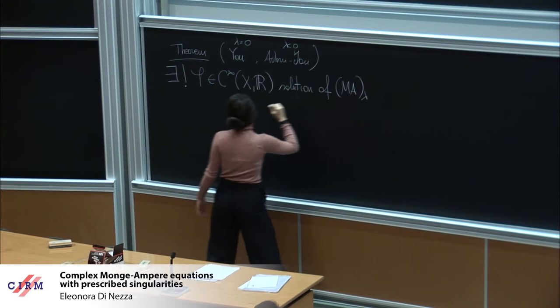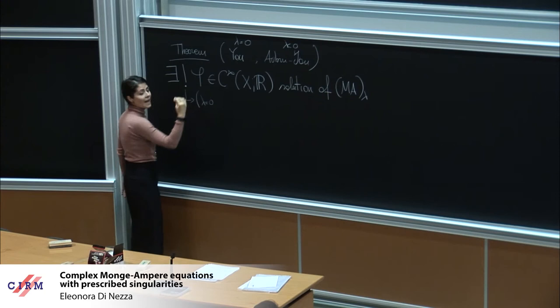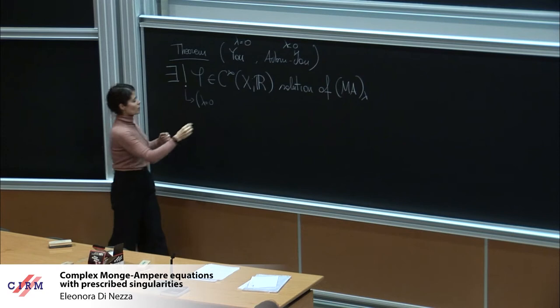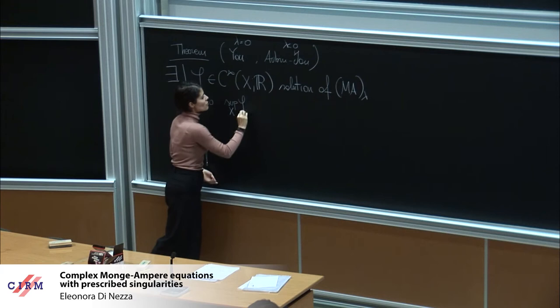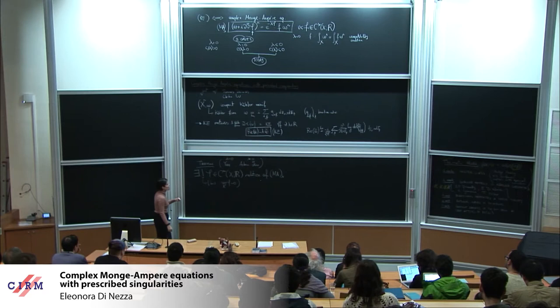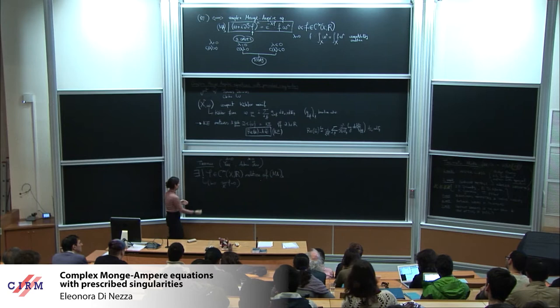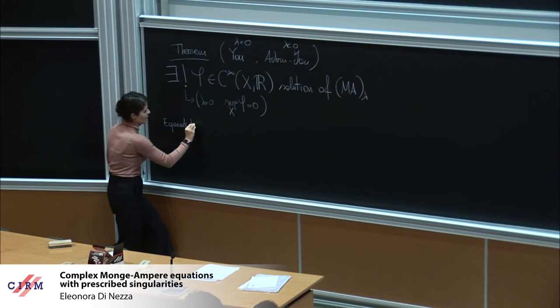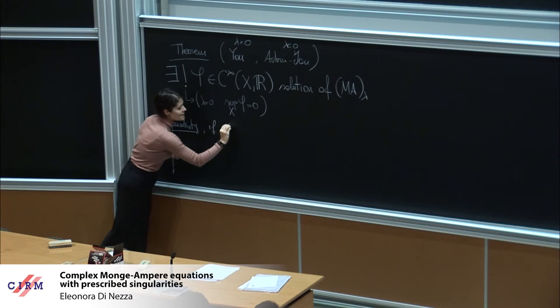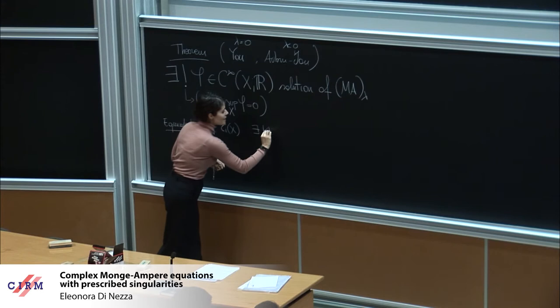Where here, when I talk about uniqueness in the lambda equal to zero case, I need to normalize my solution, because my solution plus a constant is again a solution. So I'm going to normalize phi with sup equal to zero to have uniqueness. Equivalently, this theorem tells me that if the Fano class is zero, there exists a Kähler-Einstein metric.